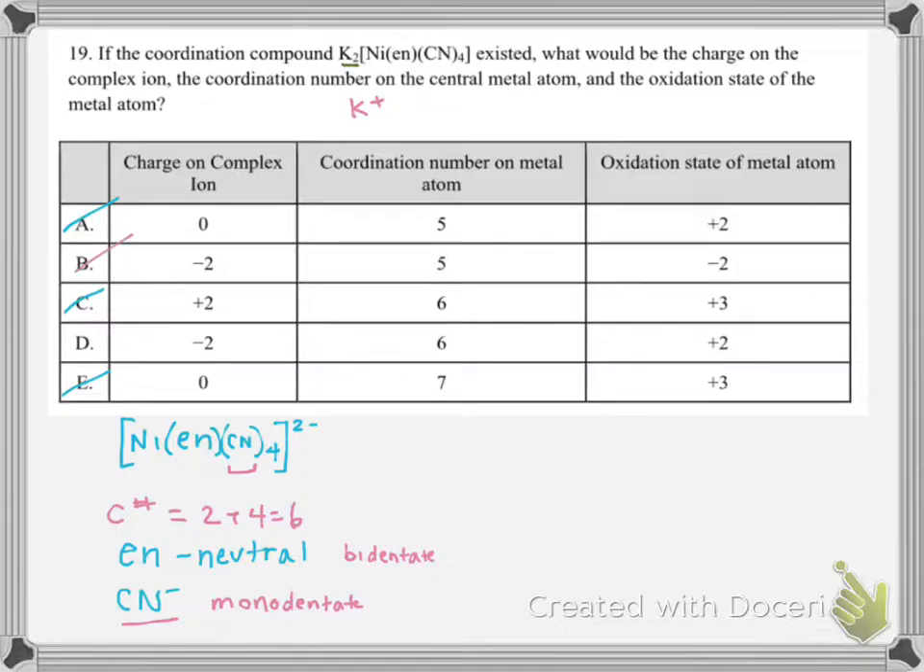So we can already see that the answer is D, but let's go ahead and check the oxidation state of the metal. So the cyanide has a -1 charge, and the EN is neutral. So we have 4 cyanides for a total of -4. Overall, we're -2. So the oxidation state on the metal must be +2, which aligns with option D.